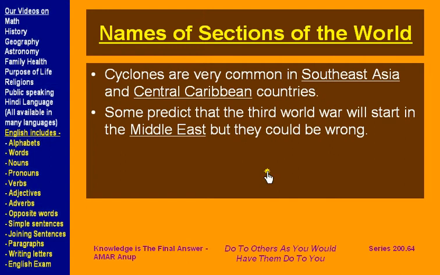Another example: Some predict that the Third World War will start in the Middle East, but they could be wrong. Middle East is the section of the world which has a few countries in it, and because it's a section of the world, M in Middle and E in East are capitalized.